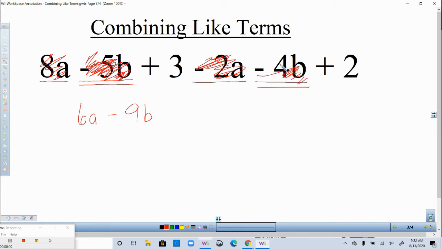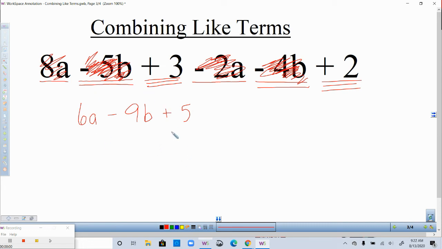Now we've got one thing left, and that's this 3 and this 2. Notice you can't combine just a 3 with something that has a B or something that has an A. Okay, so this is something all to itself. But I can combine this 3 with this 2 because it also doesn't have a letter. These are called constants. And 3 plus 2 would be a positive 5, so we'll put a plus 5. Now you always have to put a plus or a minus in between each term. Okay, so now this is done.